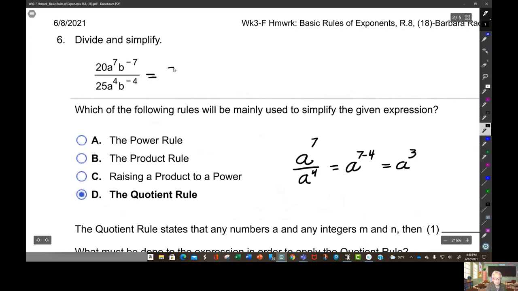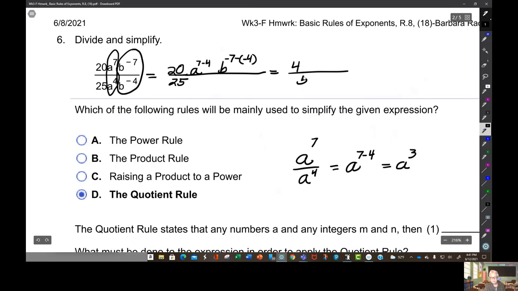Here we're going to have 20 over 25. Now, watch this. The A's match and the B's match. So we're going to have A to the 7 minus 4 and B to the negative 7 minus negative 4. And that will give us, let's see, 20 over 25 is 4/5. A to the 3rd.